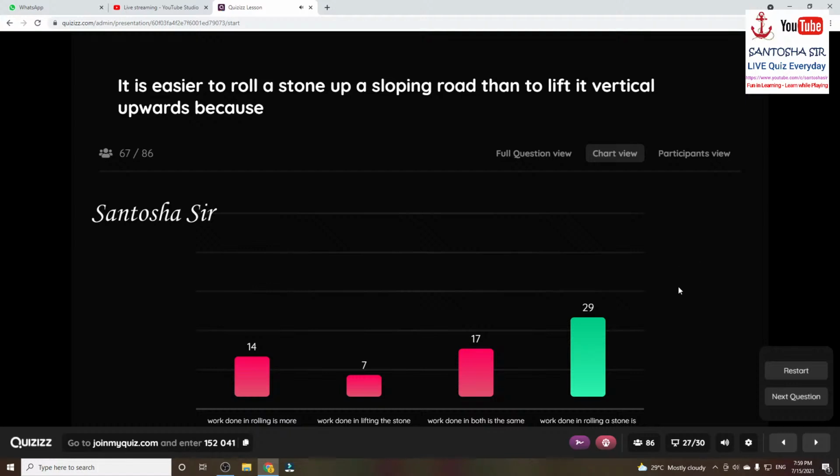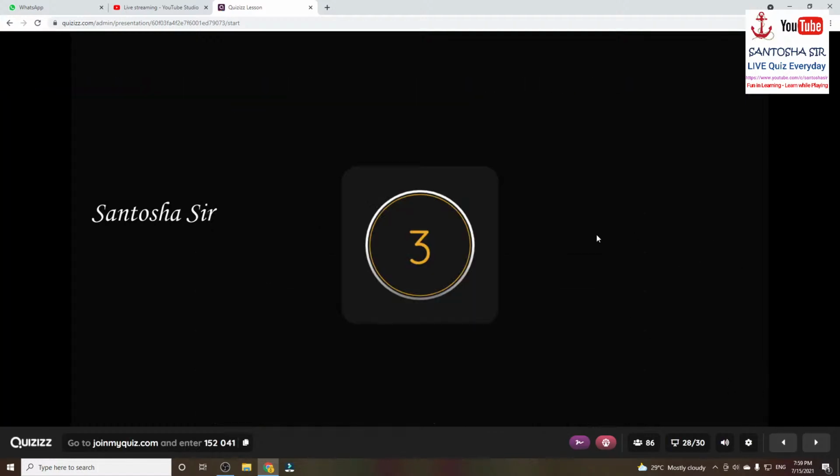Third, fourth positions replaced. 29 did it right. So I'm not going to show the leaderboard scores now. We'll see the results directly.